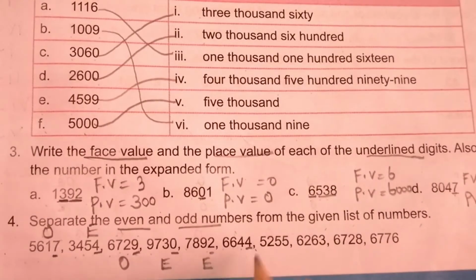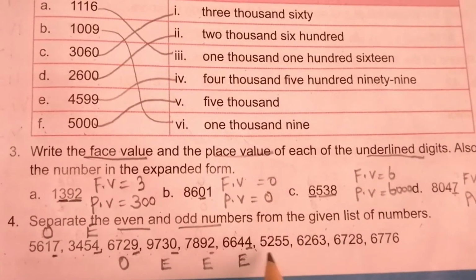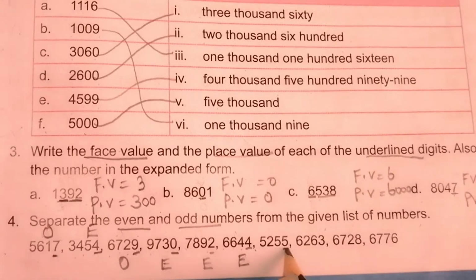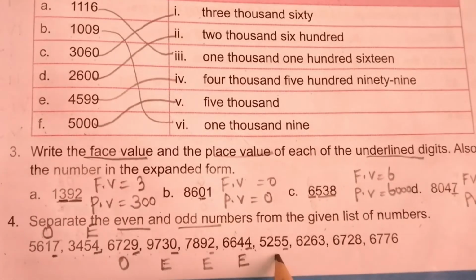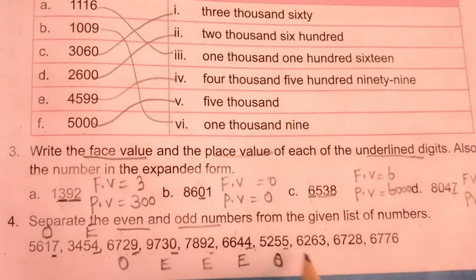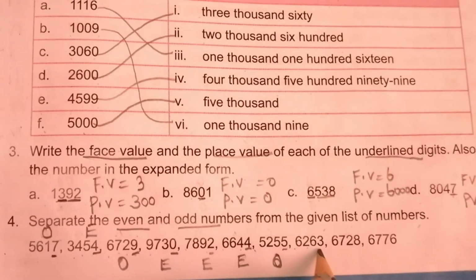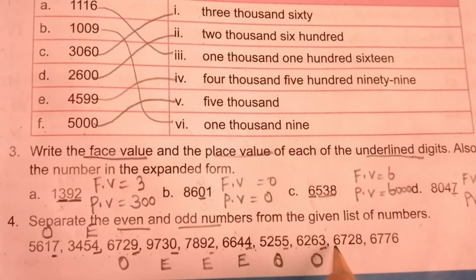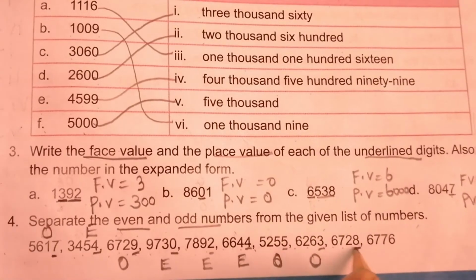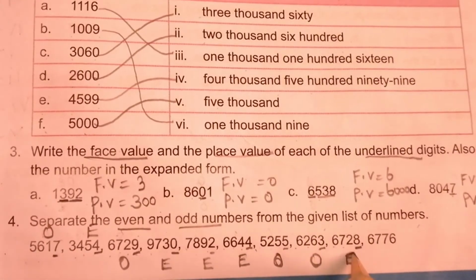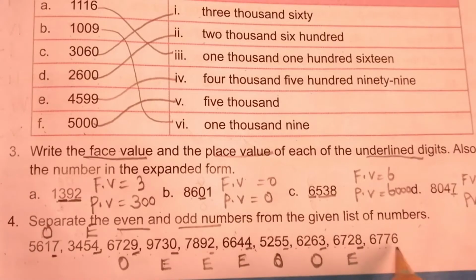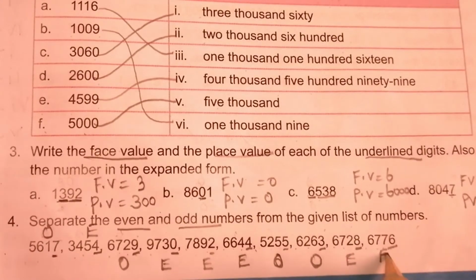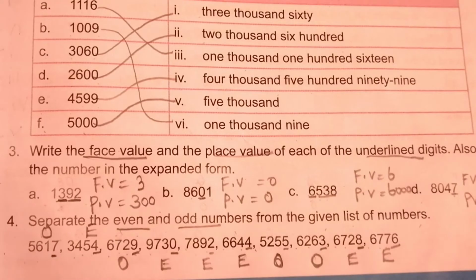6644, 4 is an even number, so E. 5255, 5 is an odd number, so O, odd. 6263, 3 is odd, so this is an odd number. 6728, 8 is an even number, so this is an even number. 6776, 6 is an even number, so this is even. Okay, you write it separately.